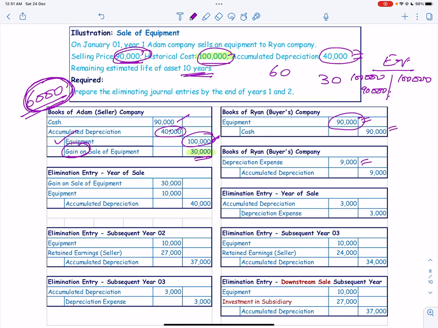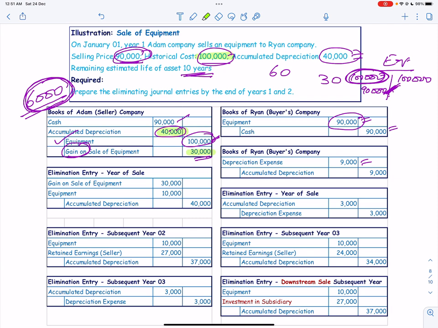So to re-establish it for its historical cost, we must debit the equipment by the difference, that is 10,000. So equipment is going to be re-established by debiting 10,000, and we are also going to re-establish accumulated depreciation because accumulated depreciation is debited by 40,000.